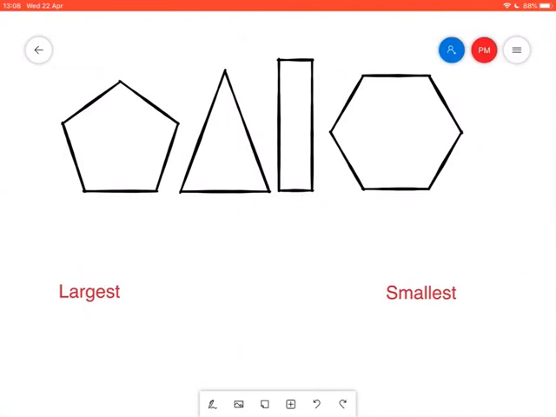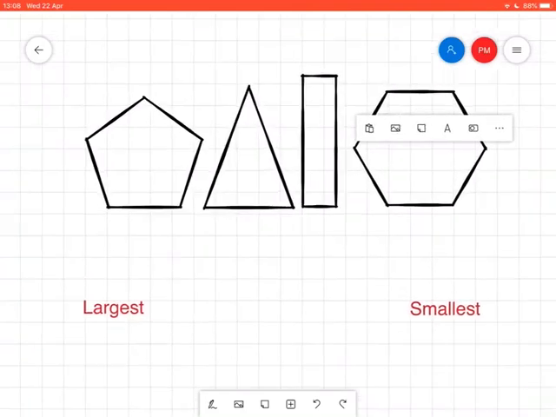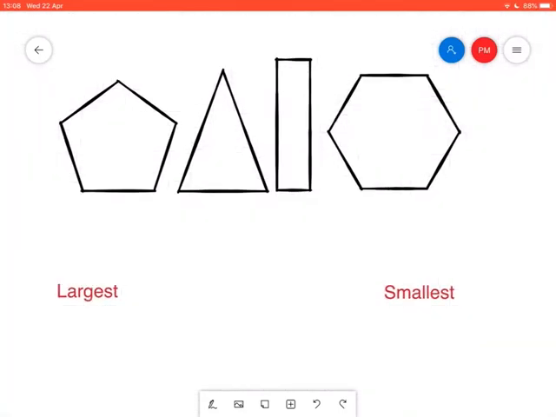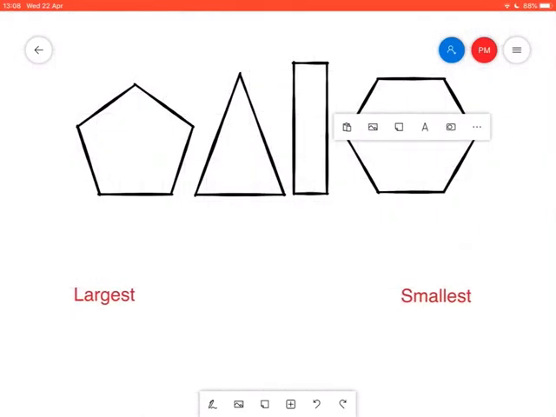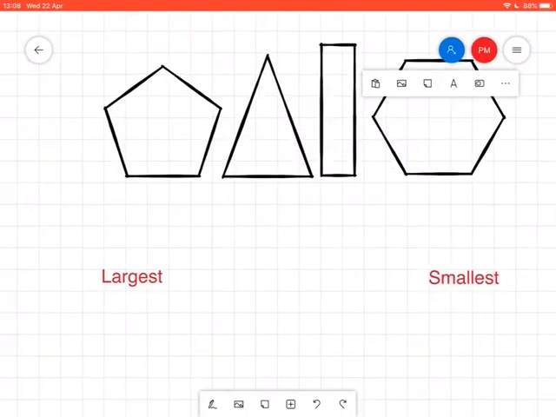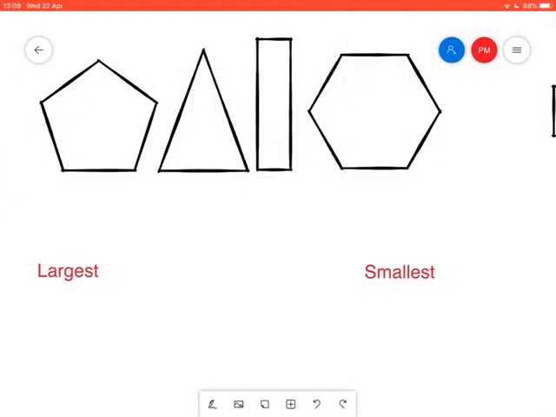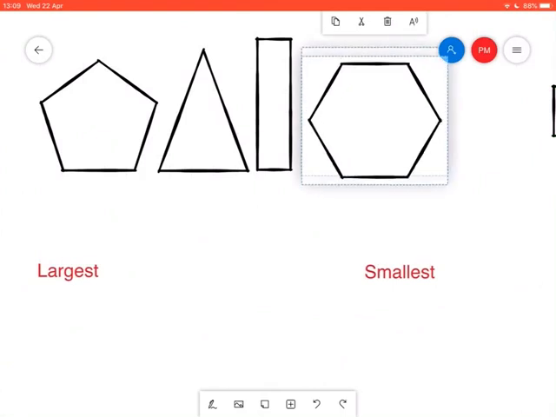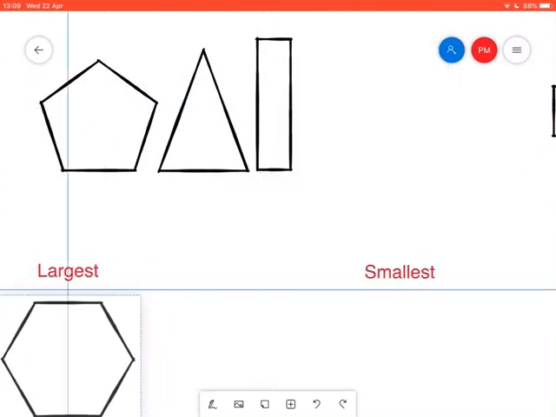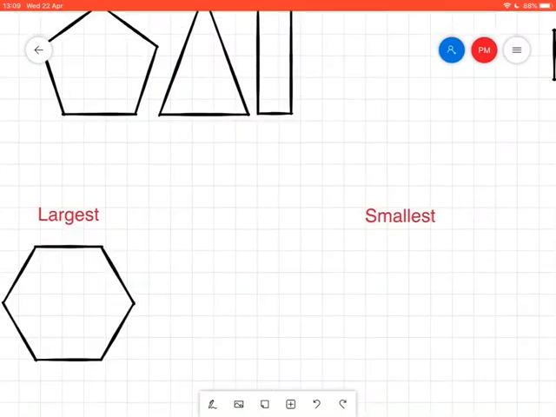So the largest is the hexagon, which does not want to move. So that is the largest. There we go.